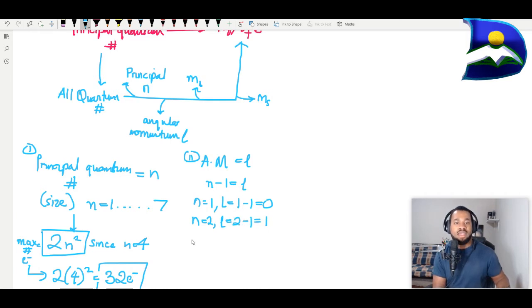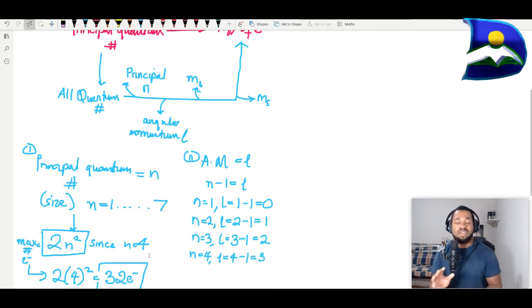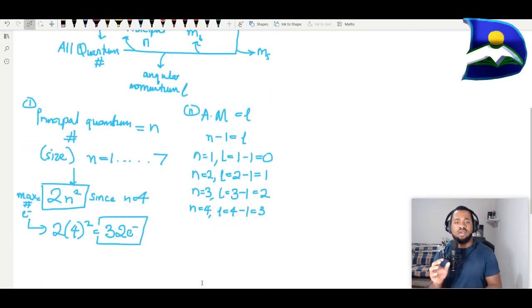And then next one is n equals 3. And we know that L in this case is 3 minus 1, which gives us 2. And for n equals 4, which is our principal quantum number, L is equal to 4 minus 1, which gives us 3. Once you have this actually highlighted, there is something else that is really crucial because we need to use our L to determine the number of electrons.